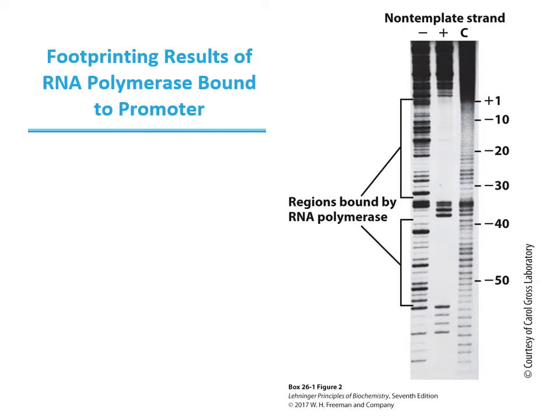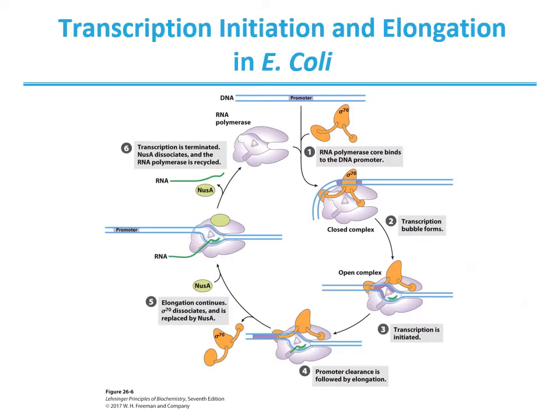The lane on the far left, the minus lane, does not have the RNA polymerase in the tube. And the lane in the middle, the plus lane, does have RNA polymerase in the tube. The lack of specific bands in the plus lane tells us where RNA polymerase may be binding to the DNA. RNA polymerase uses its sigma factor to bind to the promoter. This RNA polymerase has a sigma 70. In the next slide, you'll see a table of additional sigma subunits and where they bind to.